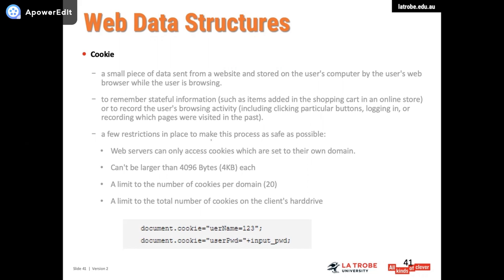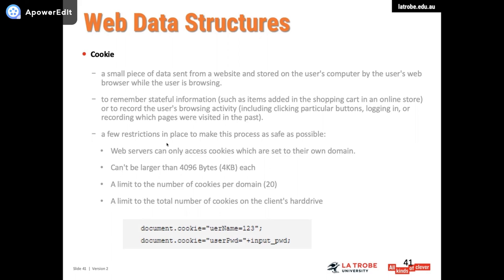And also the maximum size of a cookie is defined, so it cannot be larger than 4K bytes. So very limited information will be saved in the cookie. And also there's a limit to the number of cookies per domain. Usually it's 20, so for each domain you can only have a maximum of 20 cookies. There's also a limit to the total number of cookies on your computer, and this is defined by yourself, so how many cookies you want to put in your hard drive.